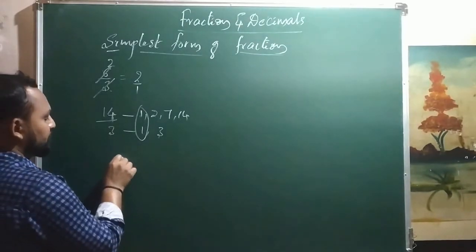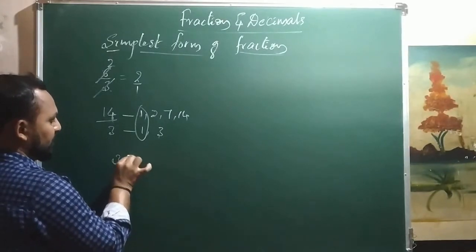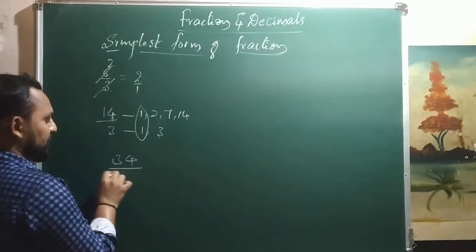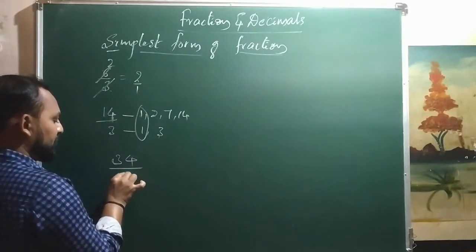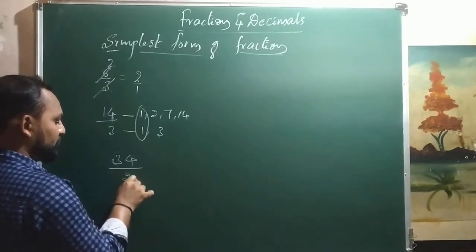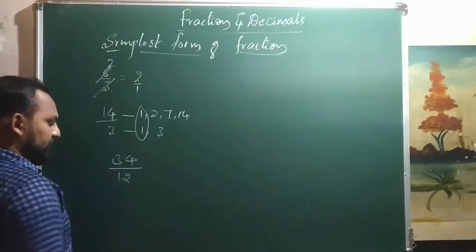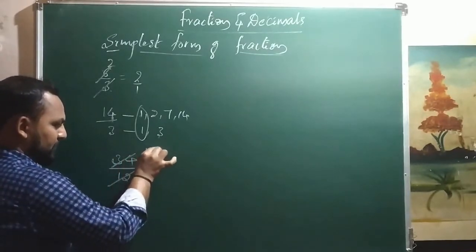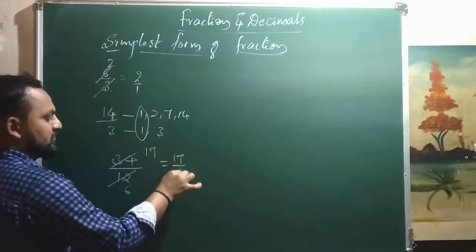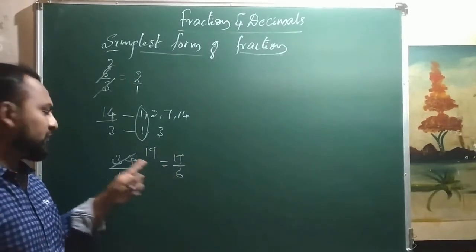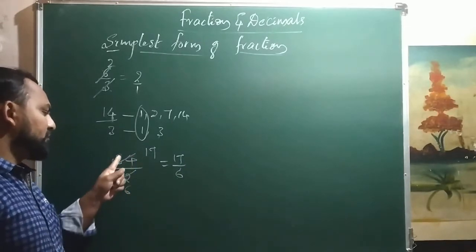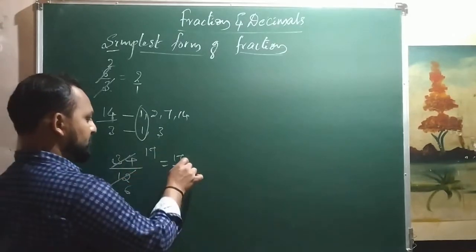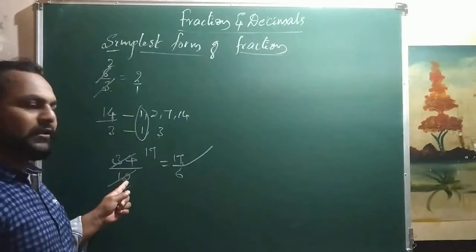Then 34 by 12. Here, 2 sixes are 12 and 2 seventeens are 34, so 34 by 12 becomes 17 by 6. Can 17 by 6 be cancelled further? They do not appear in the same table, so this is the simplest form of 34 by 12.